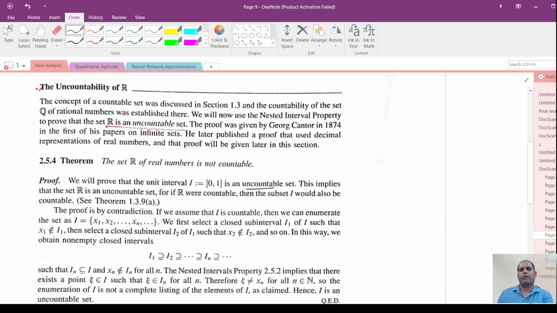Now recall what we mean by a countable set. In my lectures on countable sets from Rudin, I have discussed that, as per Rudin's definition, any set A is said to be countable if we have at least one bijective map between N and the given set, at least one one-to-one correspondence between the set of natural numbers and the set A, the set which we are claiming to be countable.